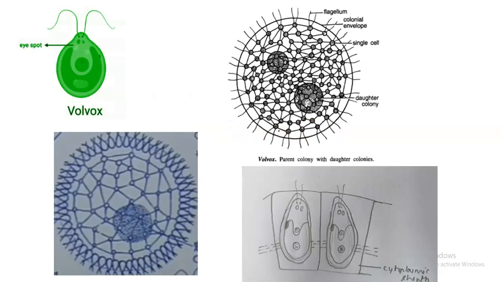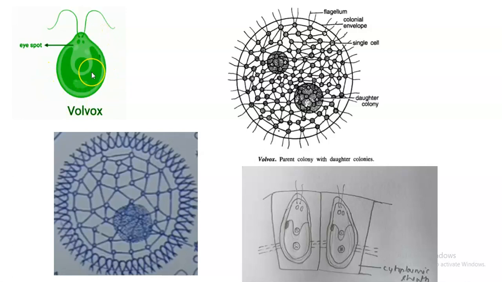First of all, Volvox is seen as a colony. This is the colony, which is called coenobium. In the coenobium, the small spheres that you are seeing on the surface of this spherical ball are actually individual cells. I hope you are feeling some familiarity with Chlamydomonas. Yes, it's looking like Chlamydomonas only.